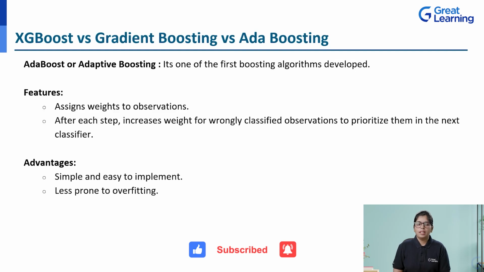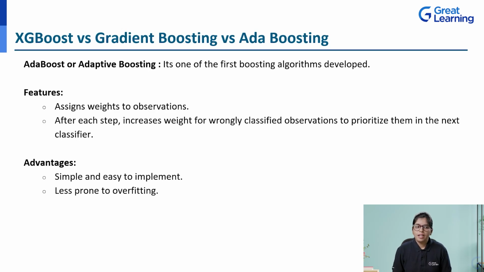Now let's discuss AdaBoosting, sometimes referred to as adaptive boosting. It's one of the first boosting algorithms developed. Features: it assigns weight to observations, and after each step increases the weight for wrongly classified observations to prioritize them in the next classifier. The advantage is that it is simple and easy to implement, because it is the first boosting algorithm. So the advantages and benefits we have in XGBoost, this method doesn't have. Second, it is less prone to overfitting, but not as good as XGBoost.